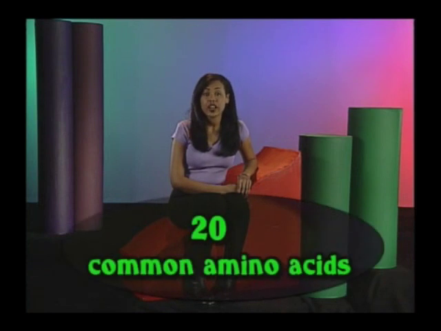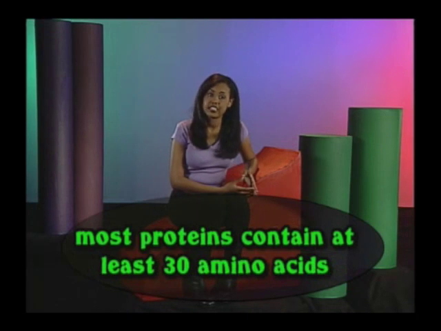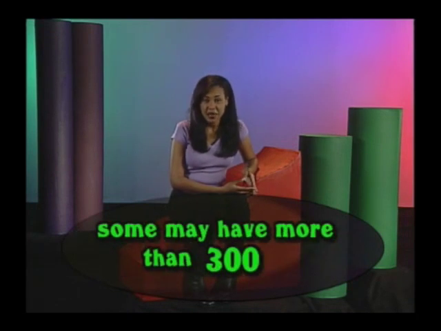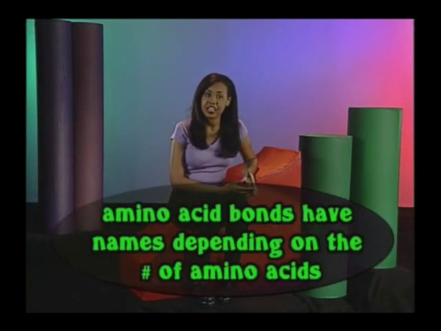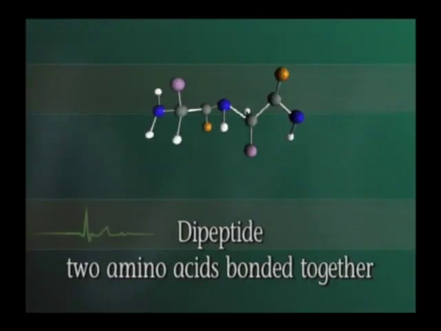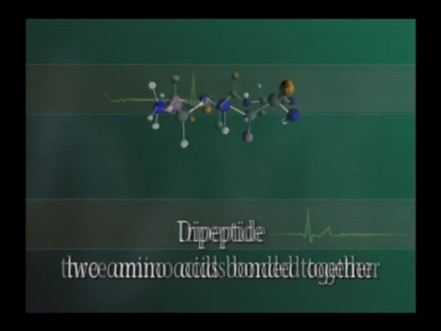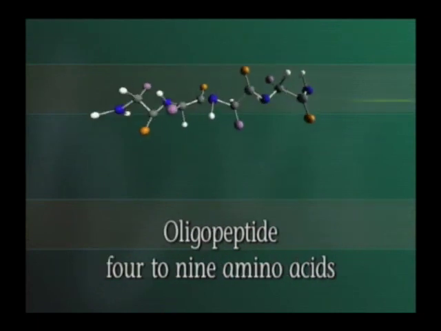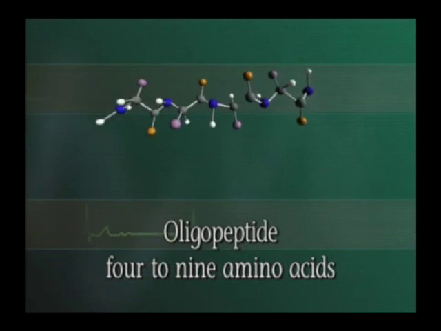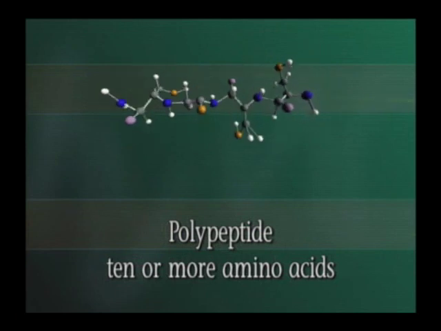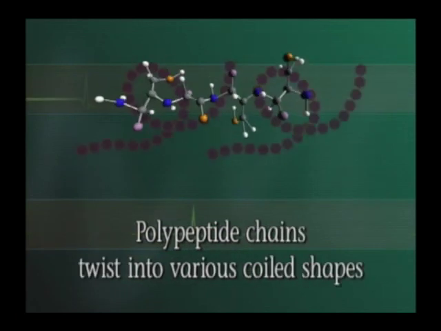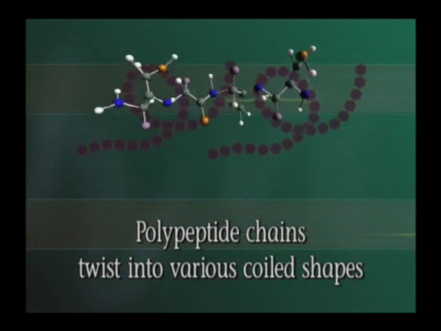Like we said, there are 20 common amino acids, so the variety of possible sequences is enormous. Most proteins contain at least 30 amino acids, and some may have more than 300. Amino acids are connected to each other with peptide bonds. These amino acid bonds have names depending on the number of amino acids. A dipeptide is 2 amino acids bonded together, while a tripeptide is 3. A string of 4 to 9 amino acids bonded is called an oligopeptide, the prefix oligo meaning few. A group of 10 or more is called a polypeptide, the prefix poly meaning many. Polypeptide chains twist into various intricately coiled shapes.